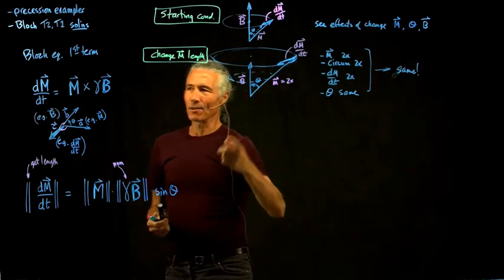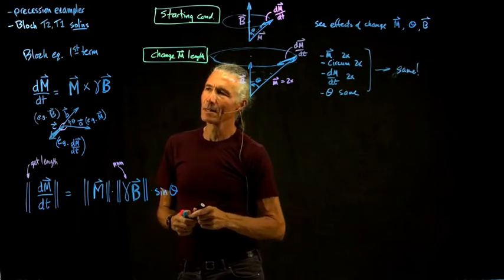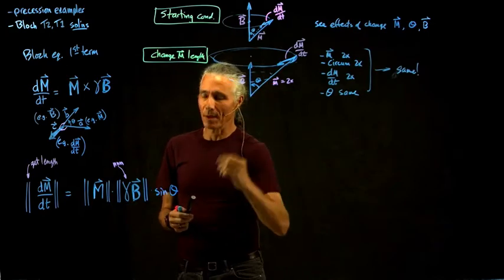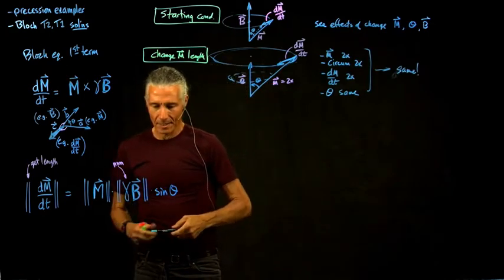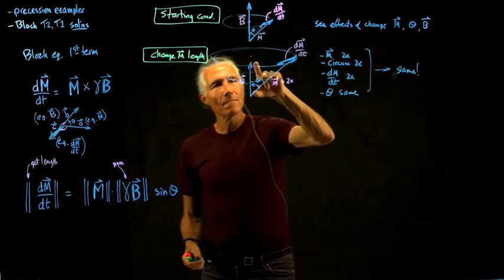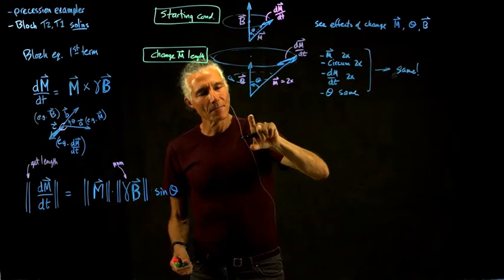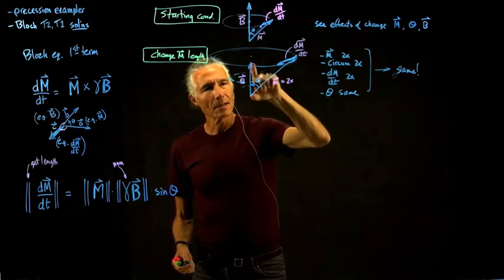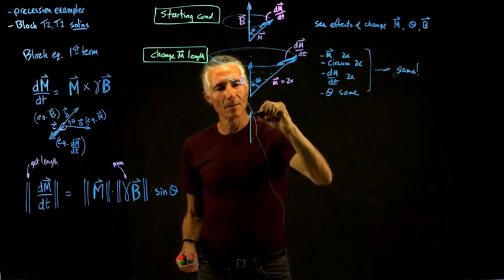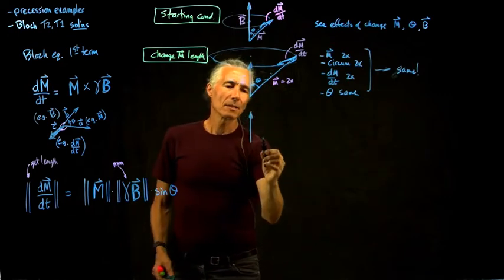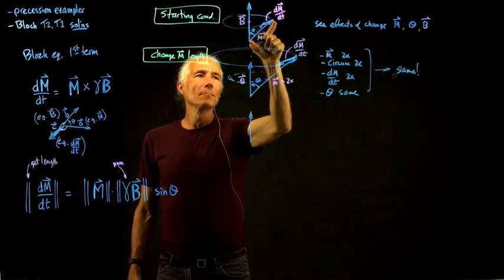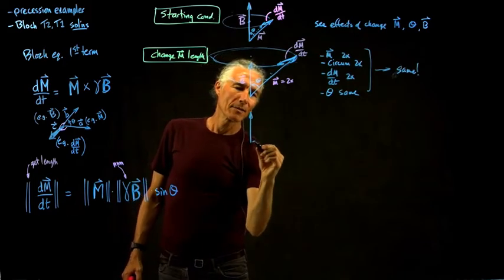What if we change the angle? What does that do to the precession frequency? Because that's going to change the cross product. So let's change the angle. We'll keep the B vector the same. We haven't changed that yet. But now let's change the angle, and we'll go back to our old M vector, but put it at a flatter angle like this.